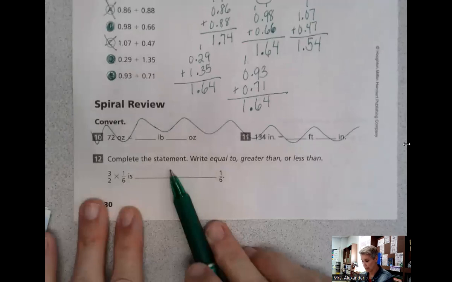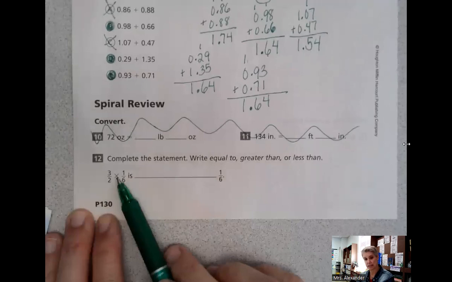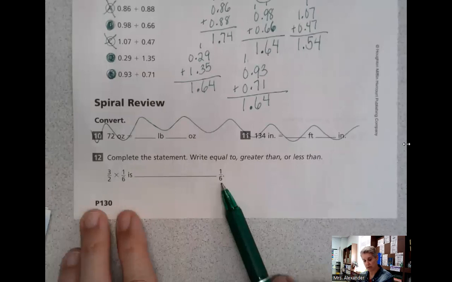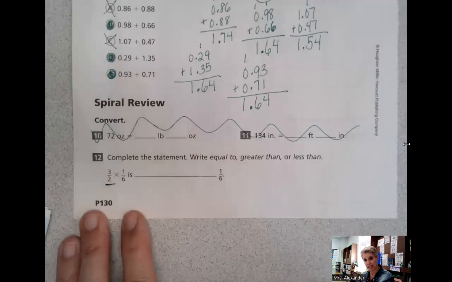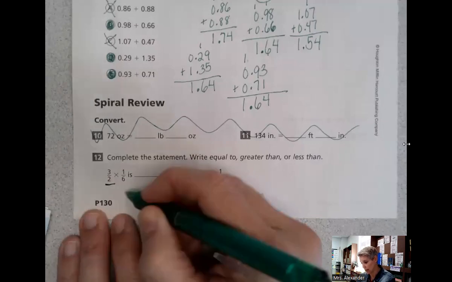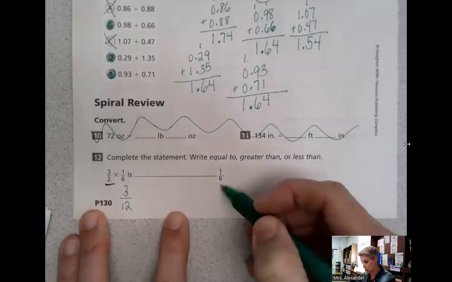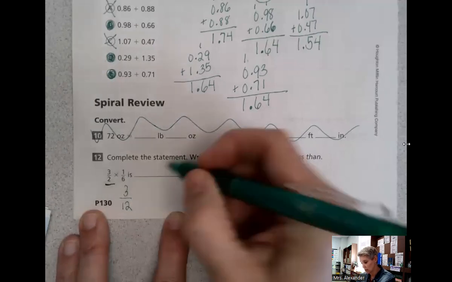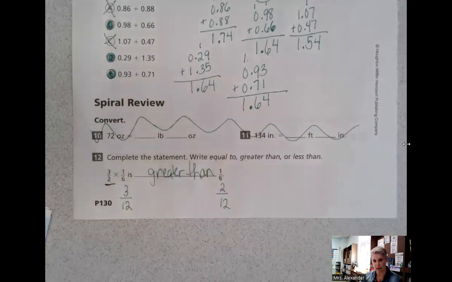Complete the statement, write equal to, greater than, or less than: 3/2 times 1/6 compared to 1/6. Remember what we learned? If I have 3/2 times 1/6, I can do that work. I'm going to get 3/12. If I compare that, this would be 2/12. But if I'm multiplying by 3/2, it would be greater than, right? But I could also do the work and show greater than. All right, that is it.